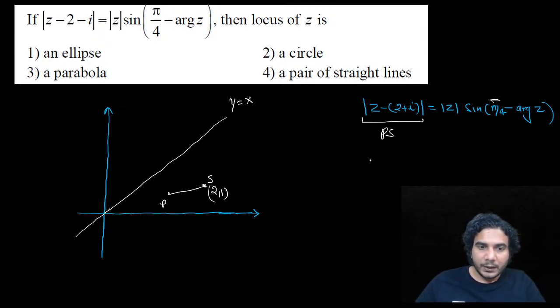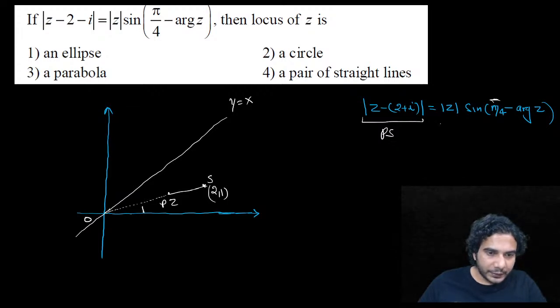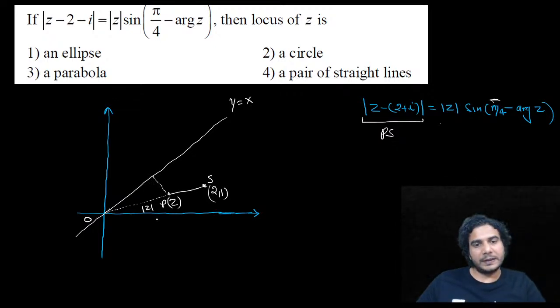All right, now let's see what is this mod of z. First of all, what is mod of z? Mod of z is this distance, right? This PO. PO is mod of z, the distance of point P from origin. And if I drop a perpendicular on this line y is equal to x, then let's take this PM.